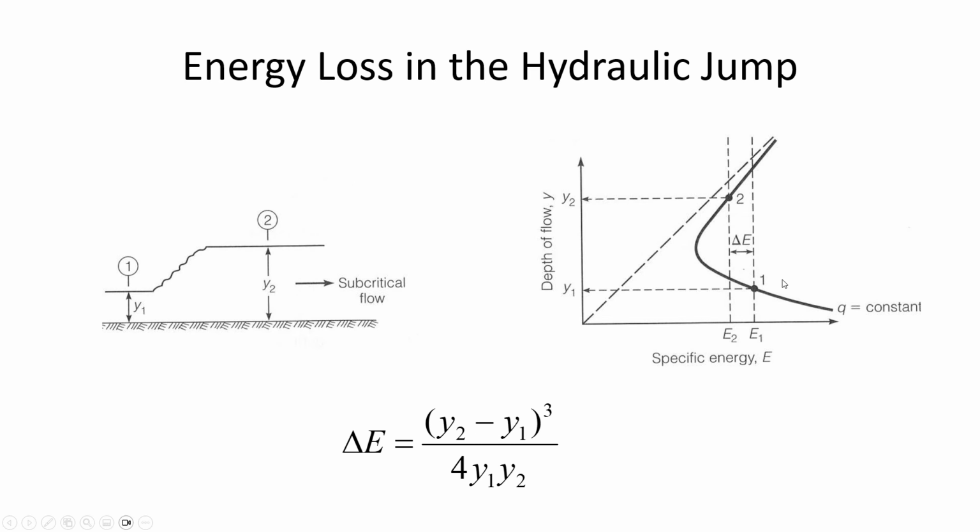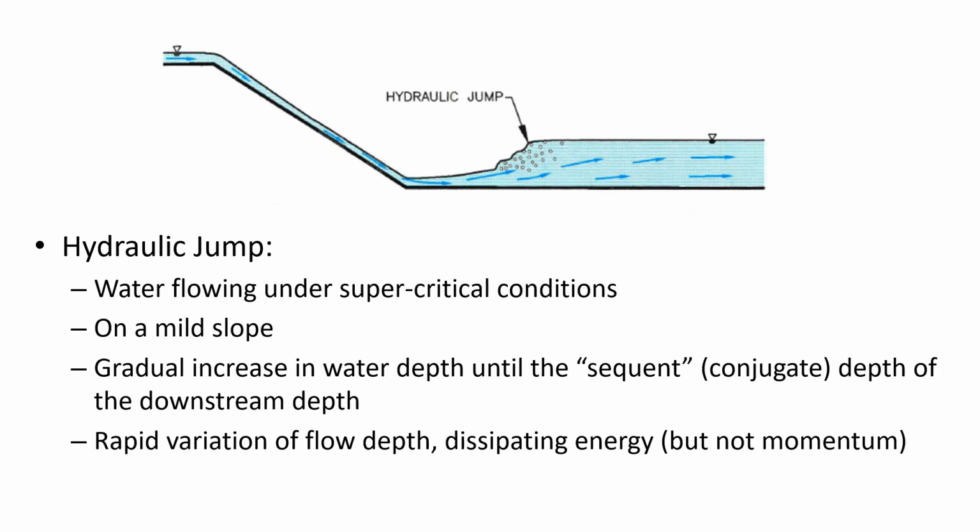So this is just showing that if you want to understand the amount of specific energy that is lost, you can use this equation. And so we're assuming momentum is conserved through the hydraulic jump, but specific energy is not conserved through a hydraulic jump. You could lose more than 50% of your energy through a hydraulic jump, potentially, and that can be a good thing.